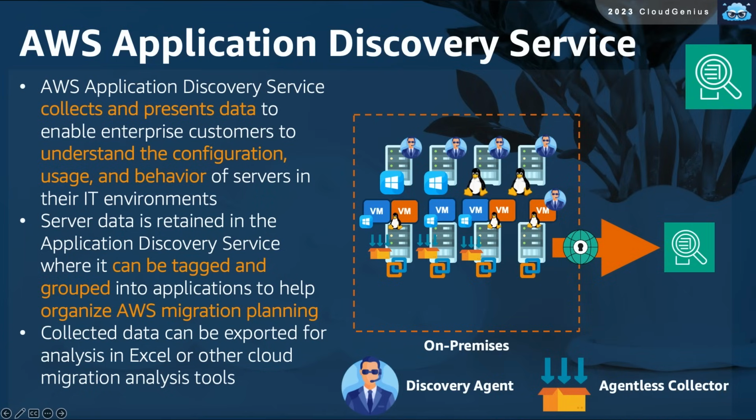The Discovery Agent mode, on the other hand, involves installing a small software component called the Discovery Agent on the servers you want to assess. This agent gathers data locally and then communicates it securely to the AWS Application Discovery Service. The service provides detailed reports and visualizations, allowing you to assess the performance, utilization, and dependencies of your on-premises resources.